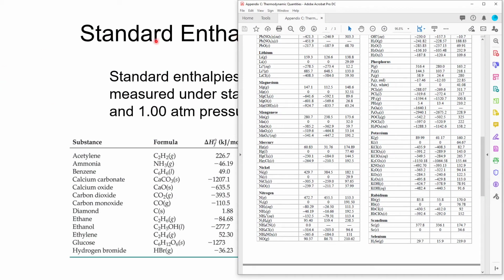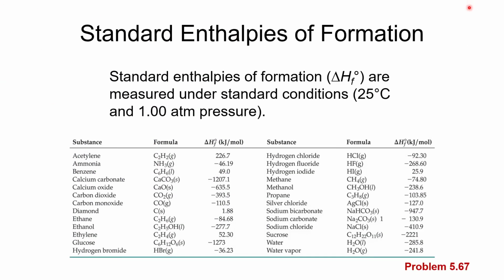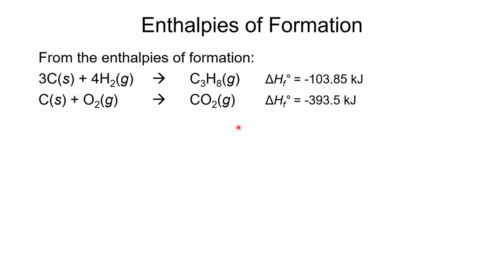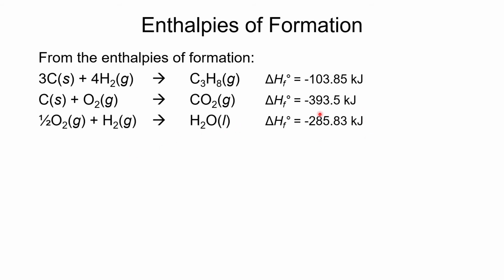All right. I am going to minimize that, get that out of the way. And we're going to look at how it is we go about using these enthalpies of formation. So from the enthalpy of formation, here, this is the enthalpy of formation for propane, this is for carbon dioxide, and this one is for water. These are values that we could look up in Appendix C.